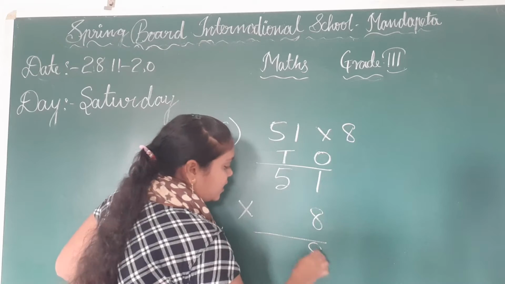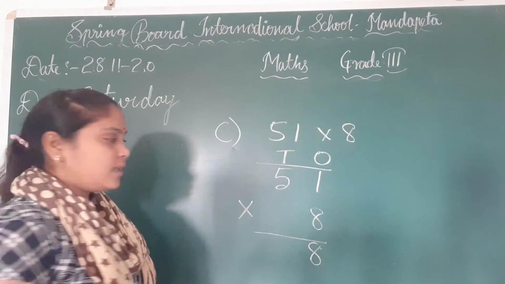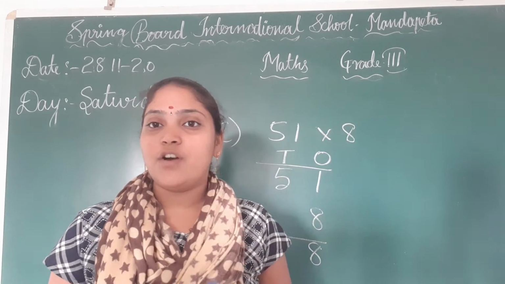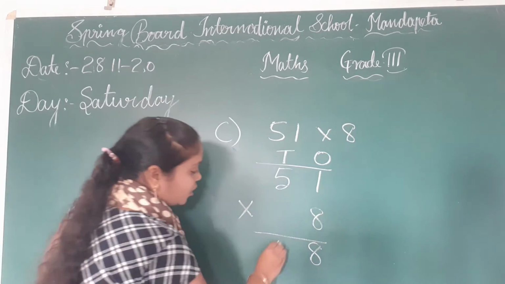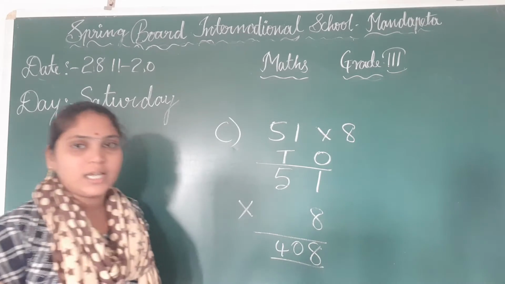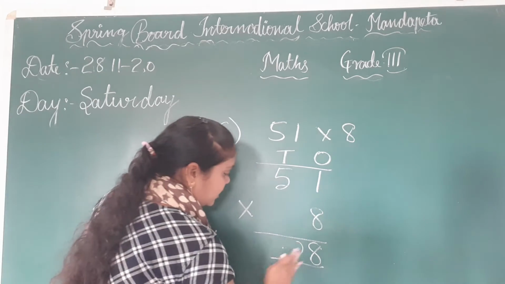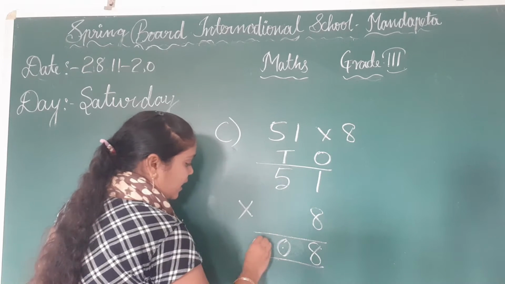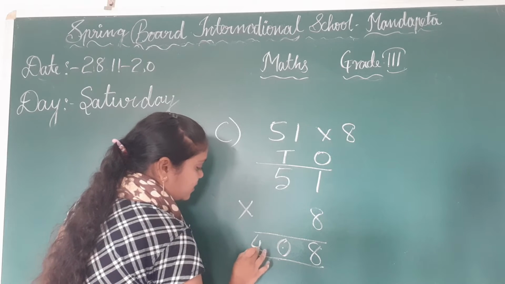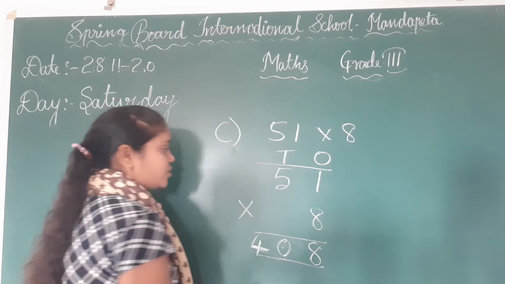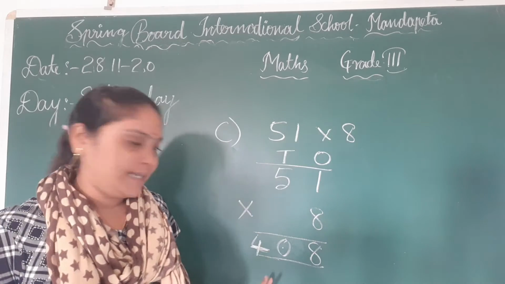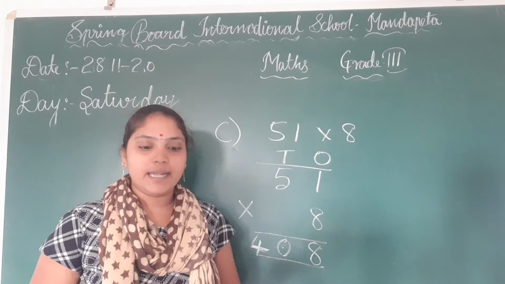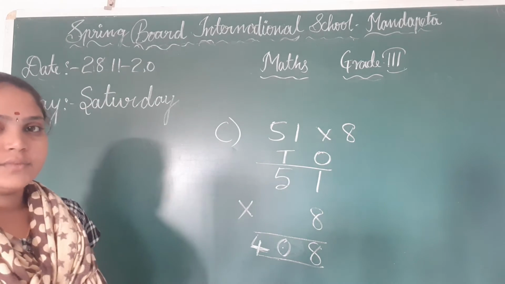So 8 ones are 8. Next, 8 fives are 40. 8 fives are 40, means where do you have to write 40? Is it correct, children? No, don't write like this. For 40, write 0 below the tens place and write 4 after the tens place, which is the hundreds place. So the product of 51 and 8 is 408. Okay, are you clear?